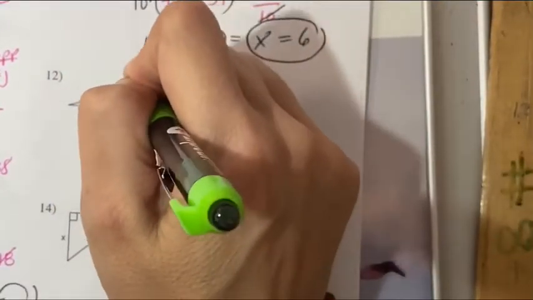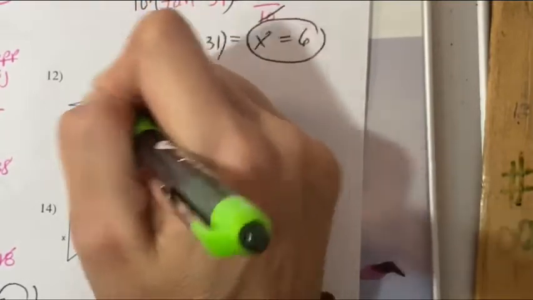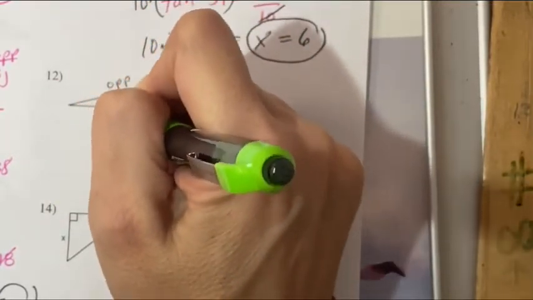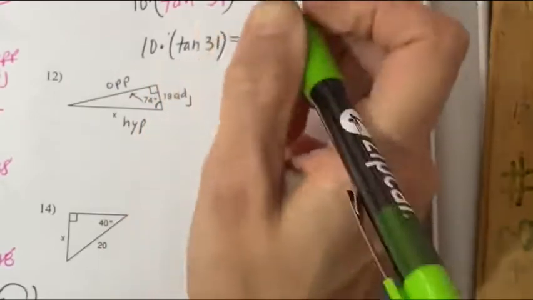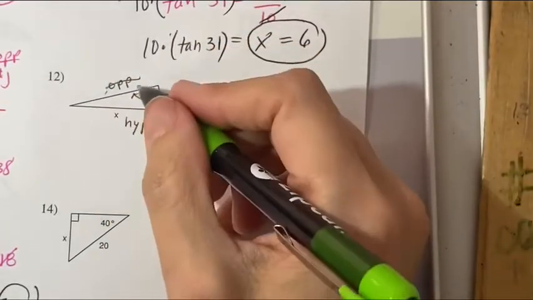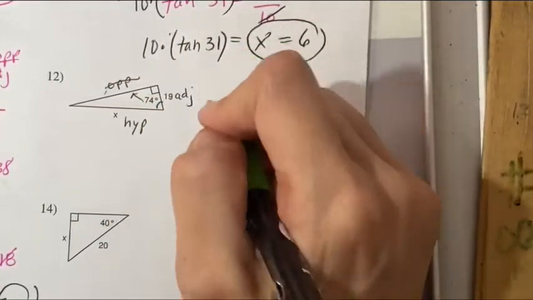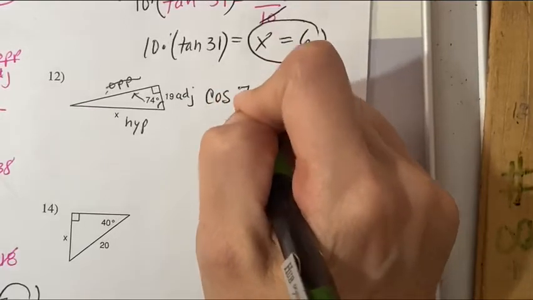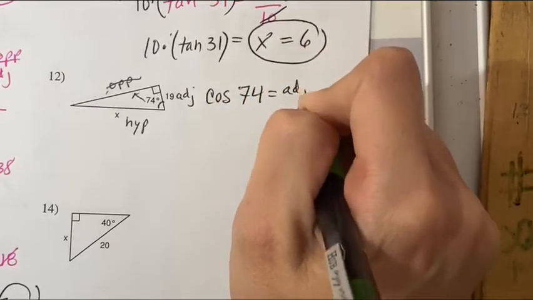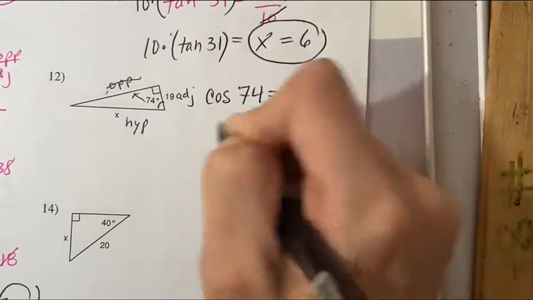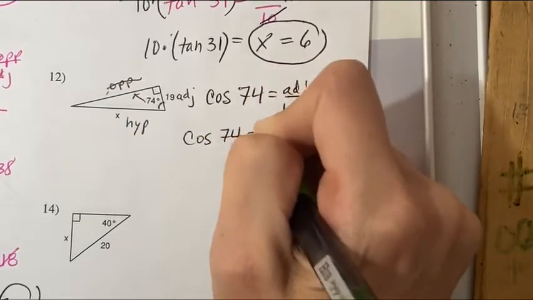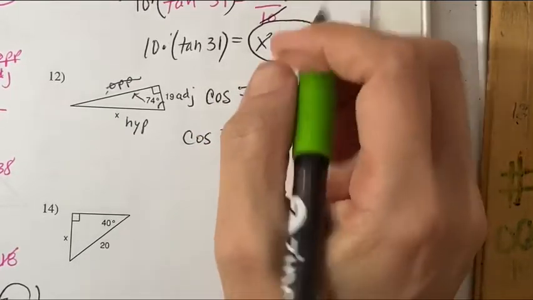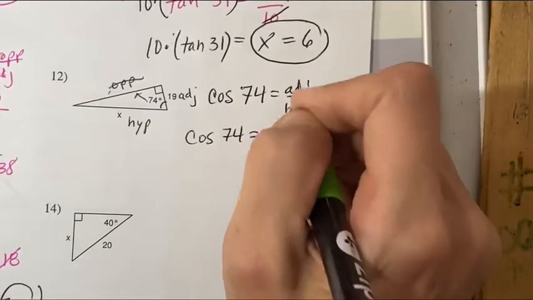So if this is 74, this one would be opposite. This is the longest side, hypotenuse. This would leave this as the adjacent. So I don't have the opposite side, just adjacent and hypotenuse. So that is the trig function cosine. Cosine is adjacent over hypotenuse. So I get 19 over x.